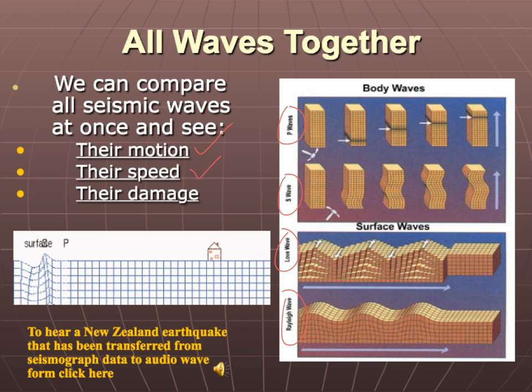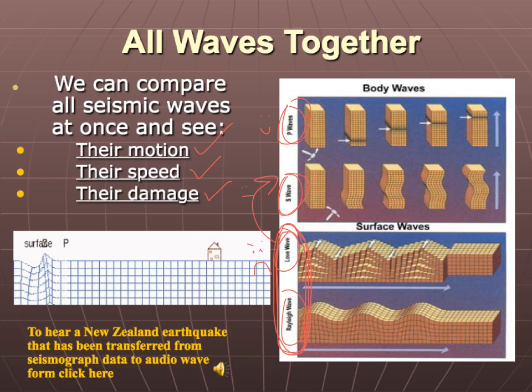Also, their speed. You can contrast and differentiate. P waves are always the fastest. S waves get there second, about 1.7 times slower than a P wave. And then the surface waves, we don't get into the specifics of how slow they travel, other than that they are slower than the body waves. And they always arrive last. And then damage. P waves don't cause much damage at all. S waves cause a little bit more damage. And then your surface waves down here cause significant, dangerous damage.